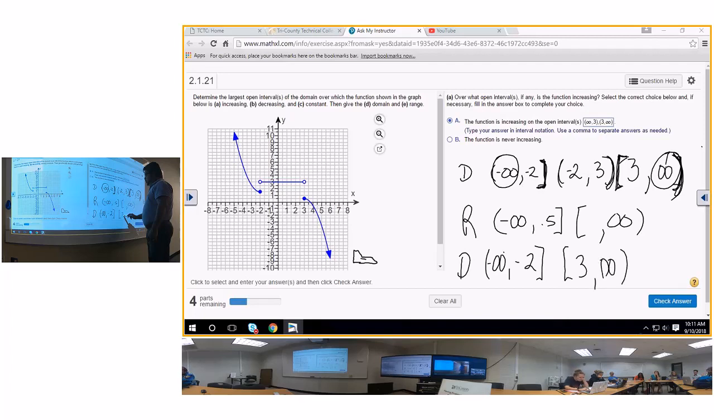And constant from parenthesis negative 2 to what? 3. And now we'll get parentheses. Capiche? Sir, I have a question.